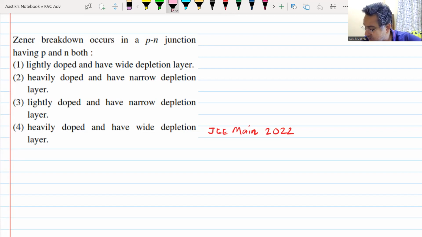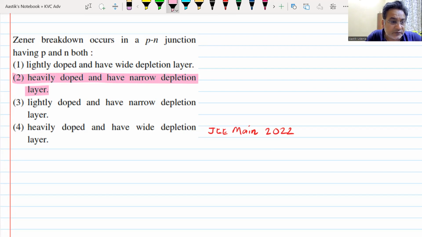This is a knowledge based question, and you write it with the Zener diode. A Zener diode is heavily doped and it has a very narrow depletion layer. So whenever you make a Zener diode, it must be heavily doped and it must have a narrow depletion layer. This is one quality of the Zener diode that you must remember.